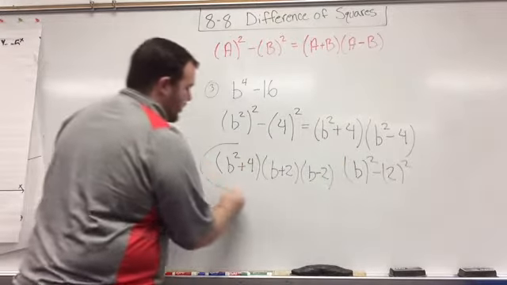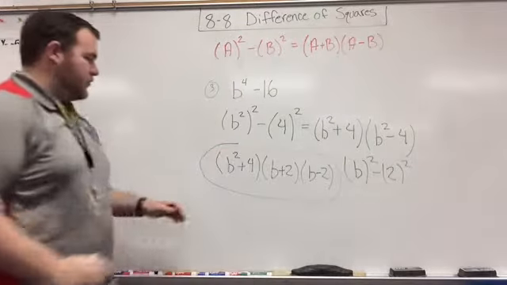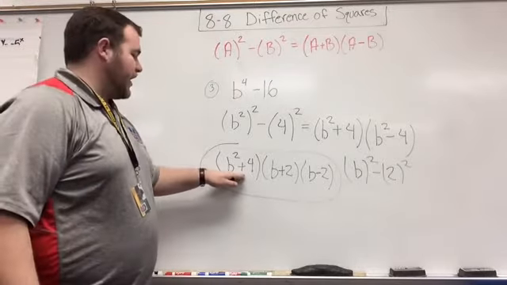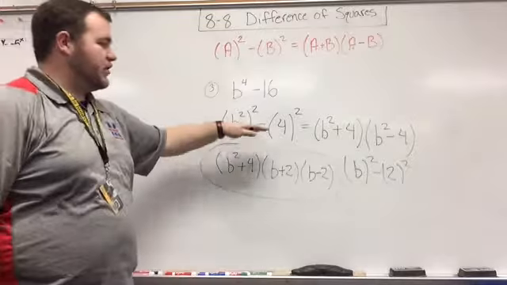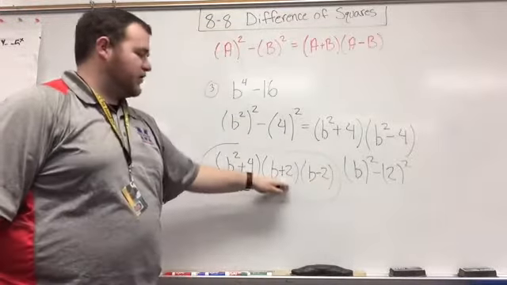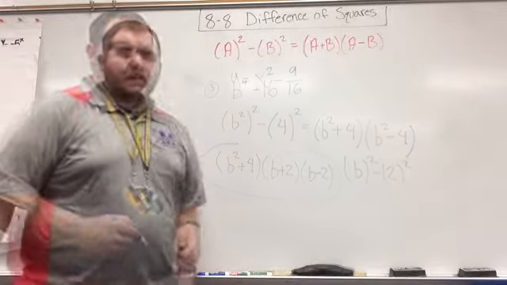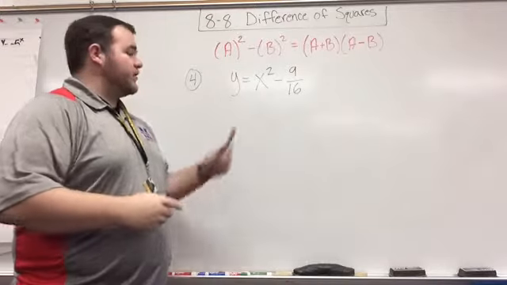And so this would be our answer right in here. We couldn't do anything with it because we're adding in the middle. And then here, we applied what we did here again, and we got b plus 2 times the quantity of b minus 2. In this fourth example, we're going to go ahead and solve it.